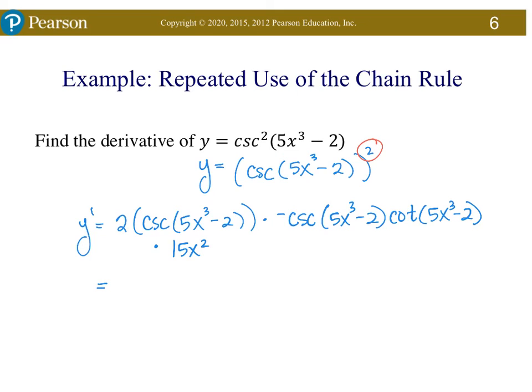So when we simplify all of that, we'll have a negative out front. 30 is going to be the coefficient, x squared. And then we're going to have two cosecant expressions. So I'll say cosecant of 5x cubed minus 2. And then finally cotangent of 5x cubed minus 2. Now you can use this chain rule to find tangent lines, to find normal lines, to find horizontal tangents, to find vertical tangents. All the same rules, you'll be applying your chain rule derivatives, and then you can use those to find anything else we've found with derivatives before. Velocity, acceleration still apply.